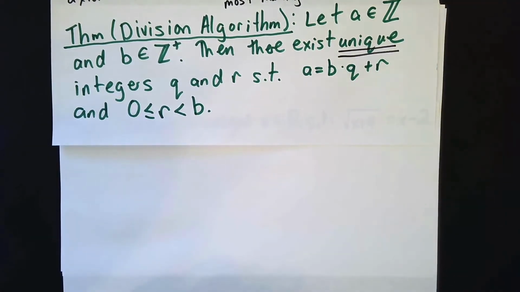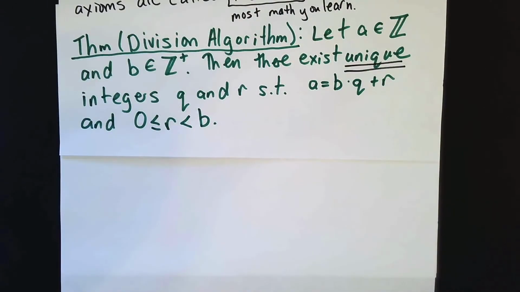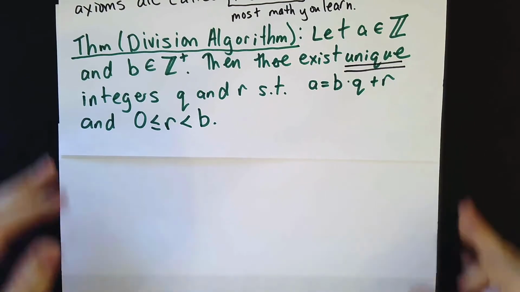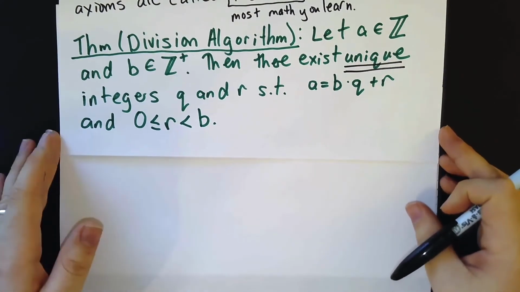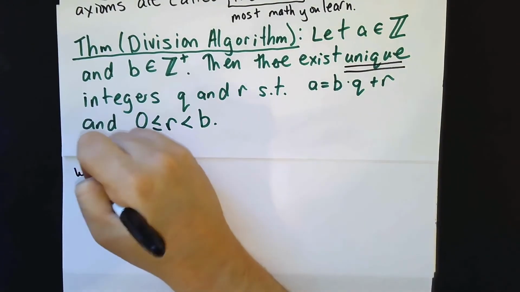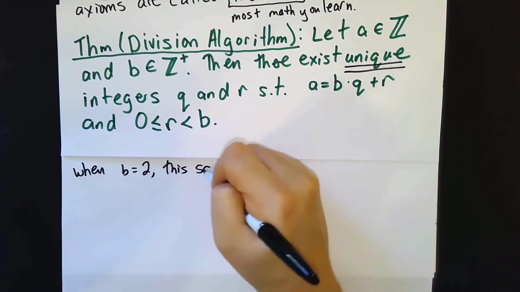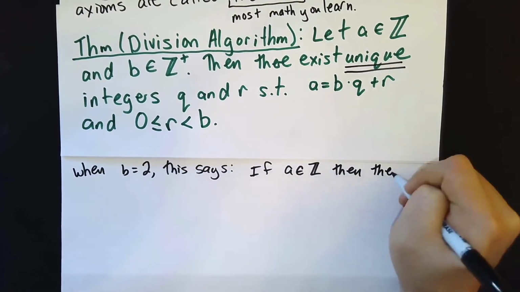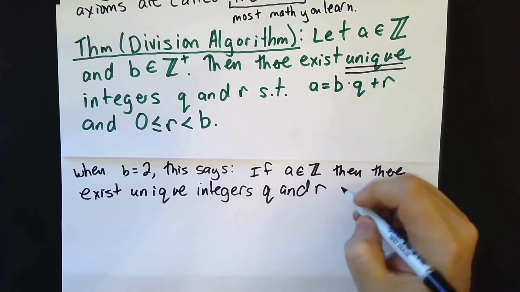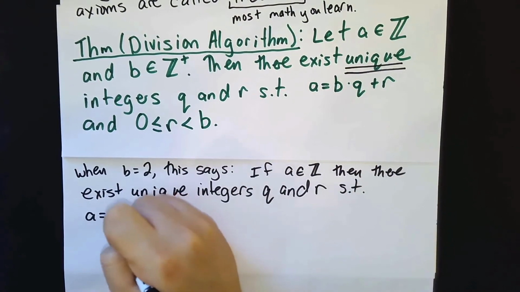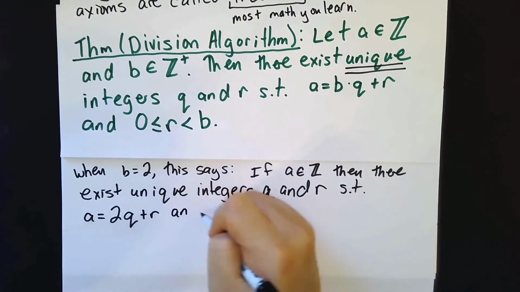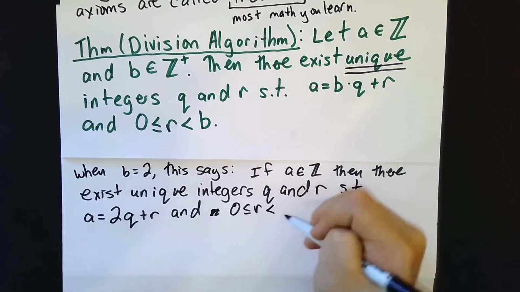So, one of the most common ways we're going to apply this theorem is to apply it to a specific b. So, let's see what happens if we apply this to b equals 2. If I apply this with b equals 2 specifically, then what does this say? This says if a is an integer, then there exists unique integers q and r, such that a is equal to 2q plus r, and r is between 0 and 2.